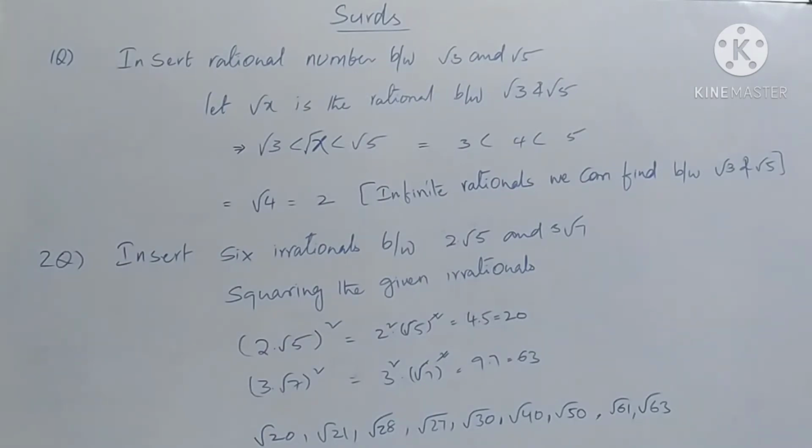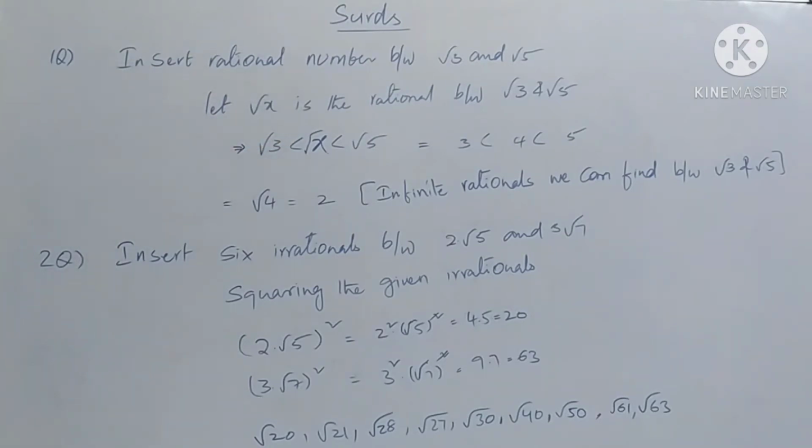Today we are going to discuss NCERT's exercise problems. First question: insert a rational number between root 3 and root 5. Let root x be the rational number between root 3 and root 5. So root 3 is less than root x is less than root 5. Squaring this, we get 3 is less than x is less than 5.